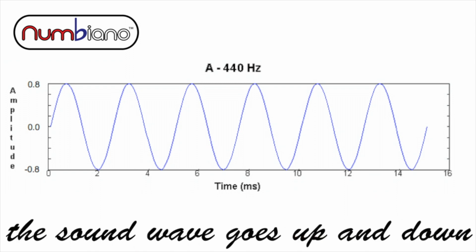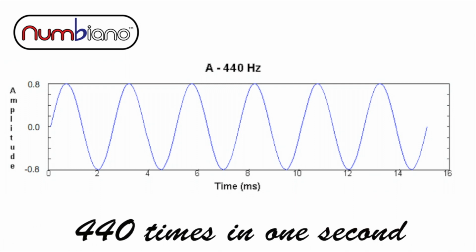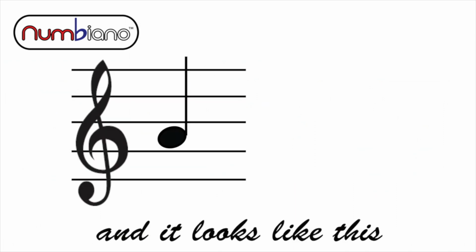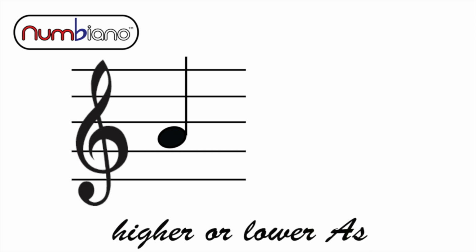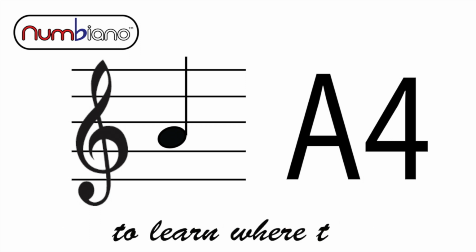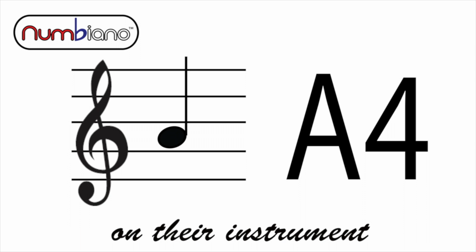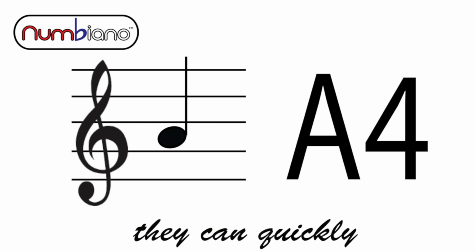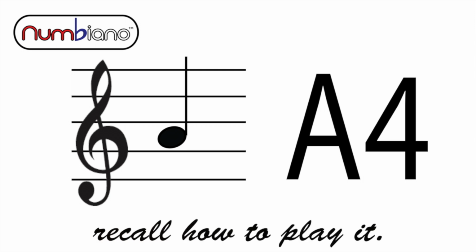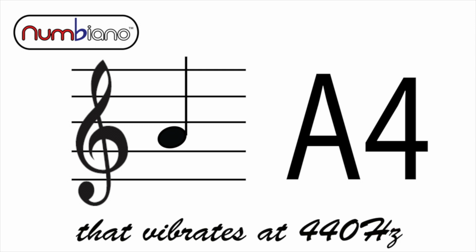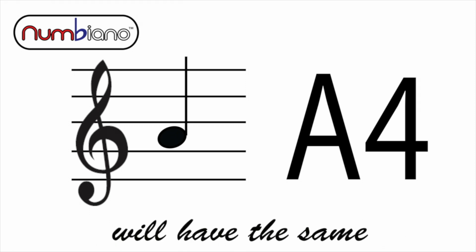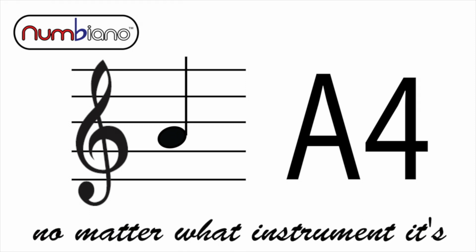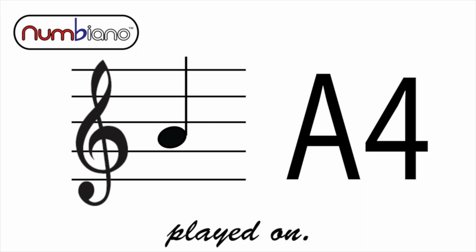The concert pitch of A, for example, has a frequency of 440 Hz. The sound wave goes up and down 440 times in 1 second, and it looks like this on the musical stave. To distinguish it from other higher or lower A's, it's called an A4. Now, it's the task of the musician to learn where this absolute pitch is on their instrument so that when they see it notated on the musical stave, they can quickly recall how to play it. A musical sound that vibrates at 440 Hz will have the same absolute pitch no matter what instrument it's played on.